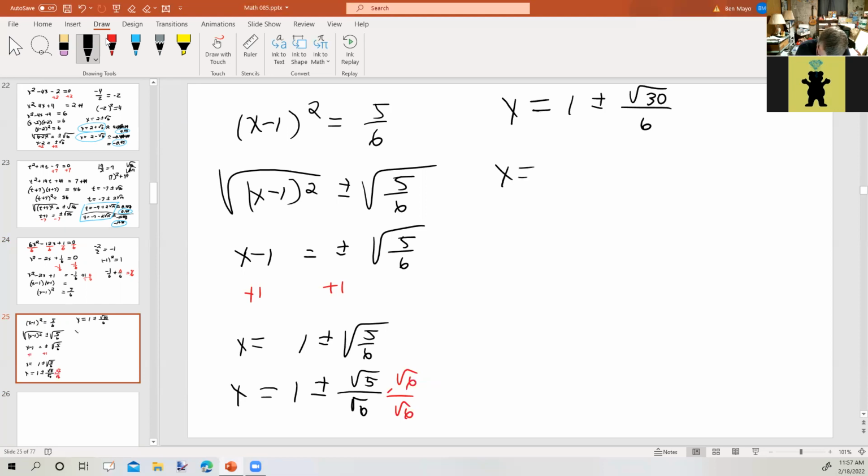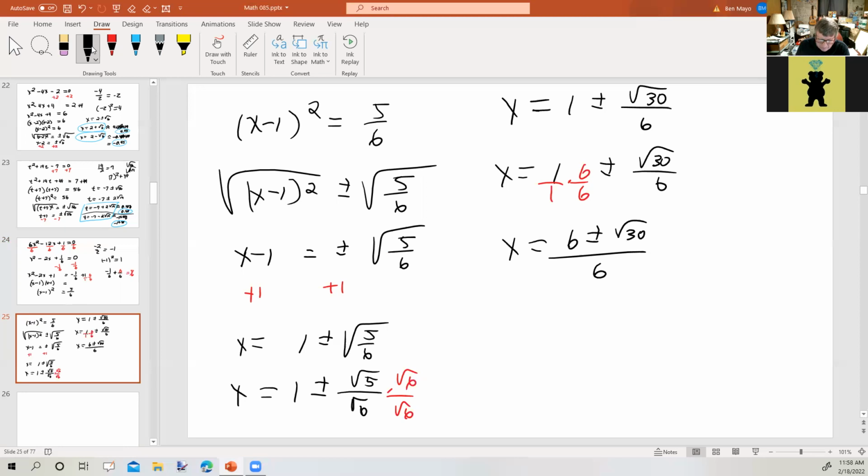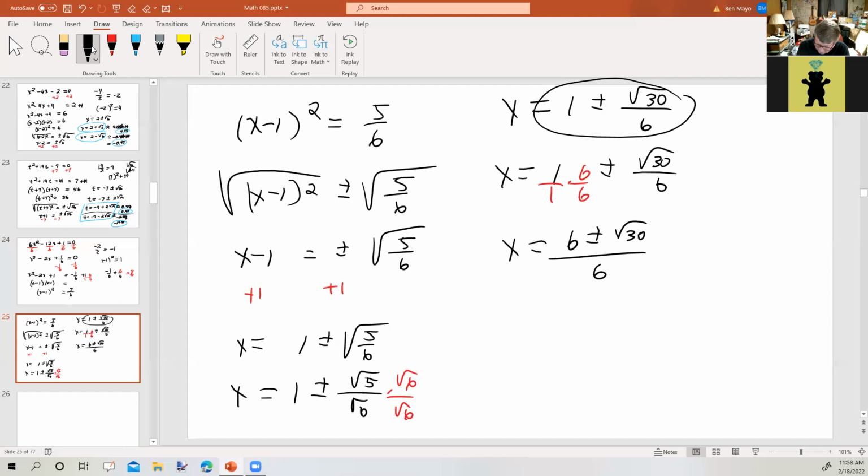And to do that, you'd say, well, the 1 is 1/1. My common denominator is a 6. So I'm going to multiply this over 6, and I get x equals 6 plus or minus the square root of 30 all over 6. So if we weren't using WebAssign, if we were in the classroom and you were looking at the answer in the back of the book, this is what they would have. Okay. It's no different from that. They're both correct, but I'm just telling you this notation, what they do is they write it as a single fraction.